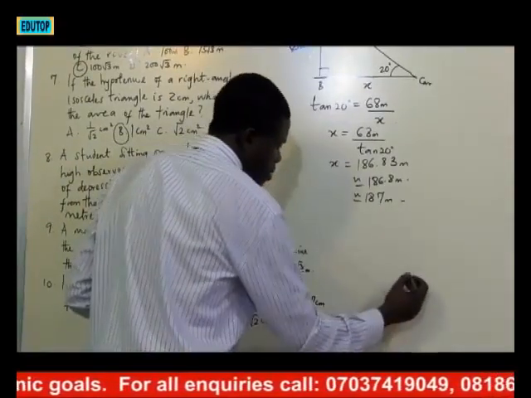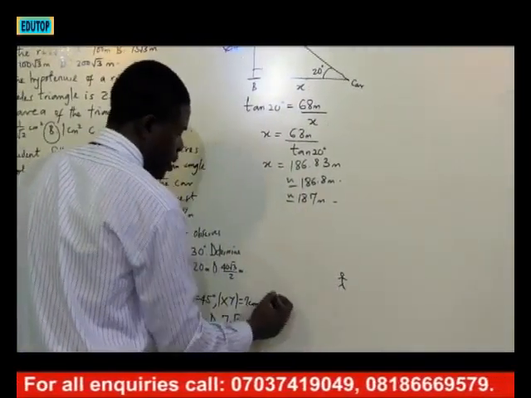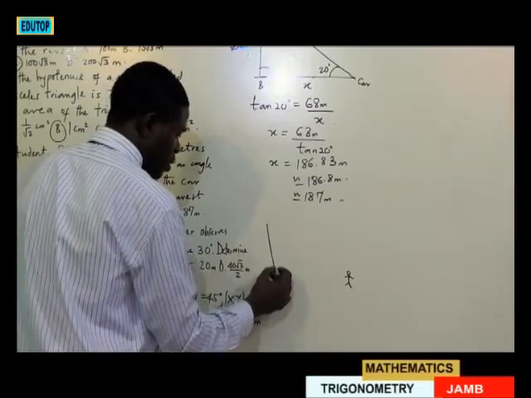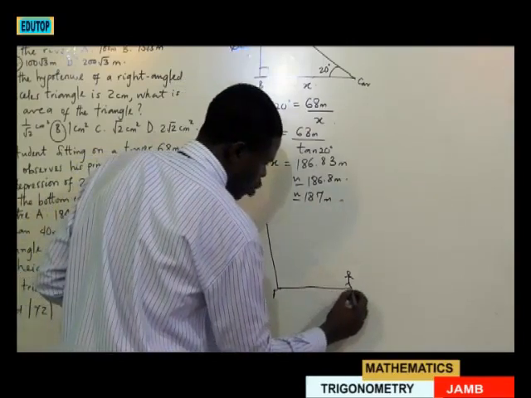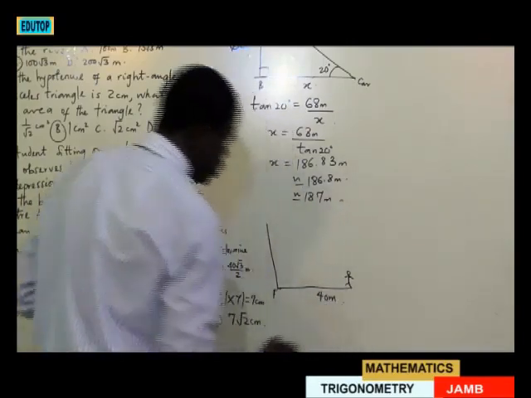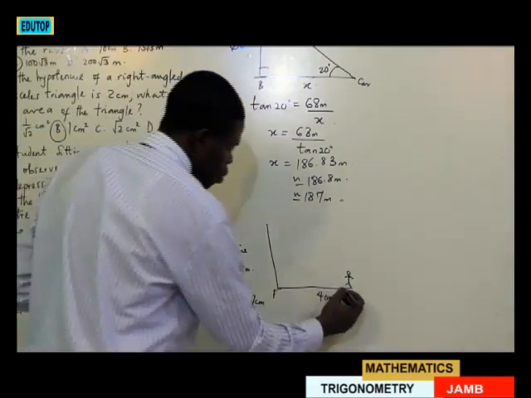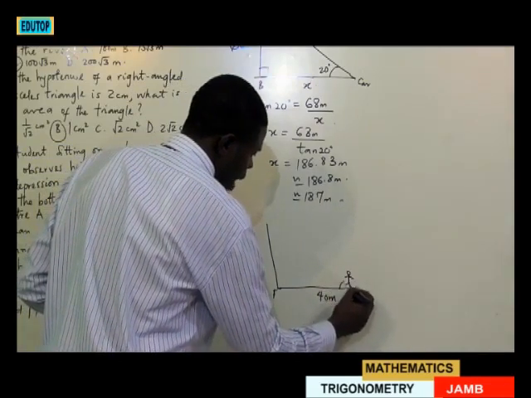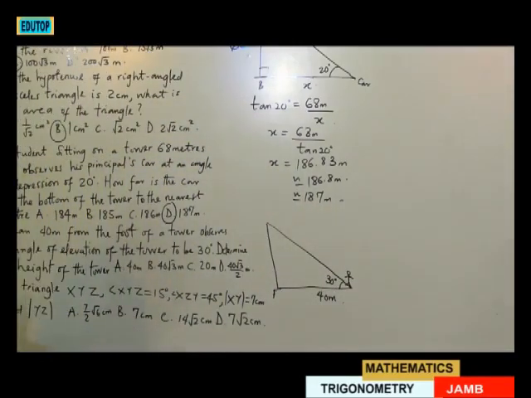Then the next question says a man 40 meters from the foot of a tower. Let's say this is the man, and this is the foot of the tower. The tower is something like this. So the man is 40 meters away. Automatically, that means this distance will now be 40 meters. He observes the angle of elevation of the tower to be 30 degrees. That means the angle which it makes with the line of sight connecting the tower is 30 degrees. That's the angle of elevation. Now, determine the height of the tower.